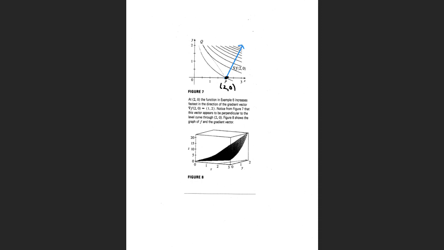Again, we're trying to visualize this surface using a contour plot, but this contour plot has the gradient vector superimposed over it. The blue gradient vector points in the direction of maximum rate of change when you're at the point 2, 0. Now they've also drawn another vector.